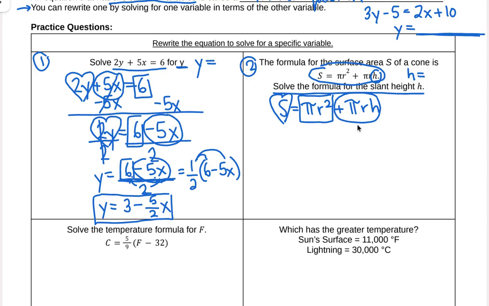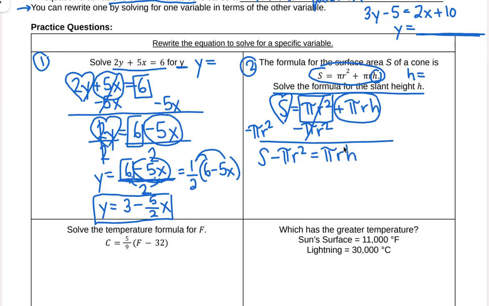So now I have to start figuring out, I want it to say h equals. So this is the term that I want to get all by itself, which means I have to get rid of this pi r squared. In order to get rid of it, I have to subtract it from this side of the equation. And that would mean I would need to subtract it from the other side of the equation. Do you see how I wrote it not underneath the S, because these two don't go together, all right? So then I would have S minus pi r squared equals pi r h.